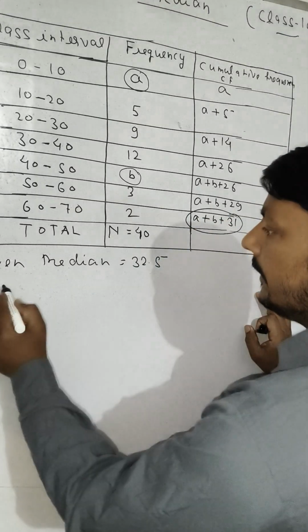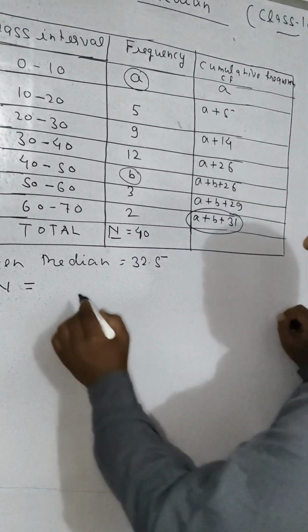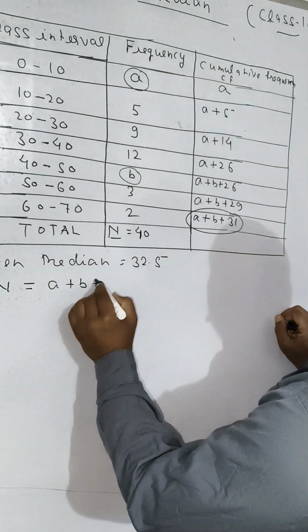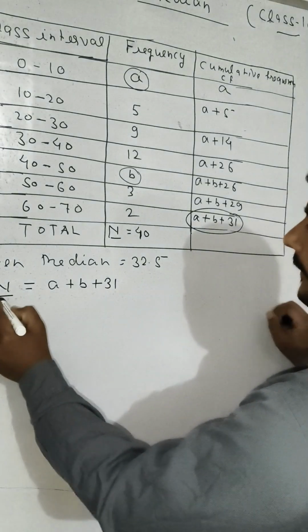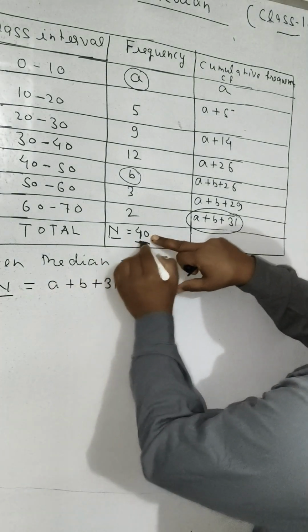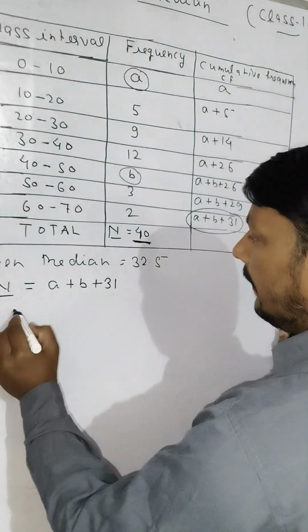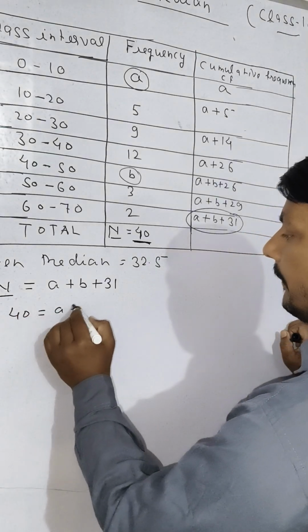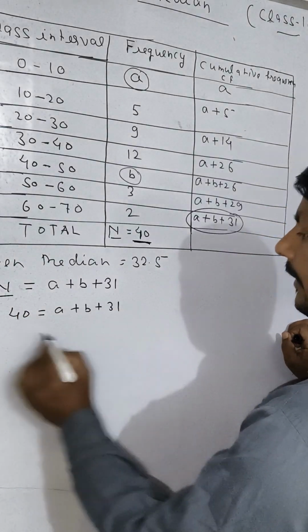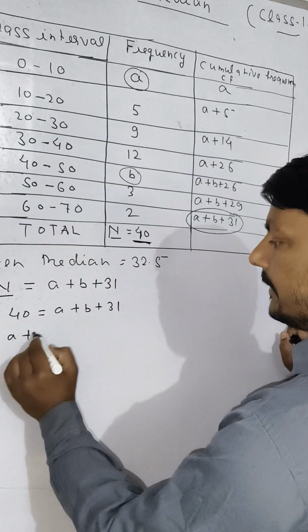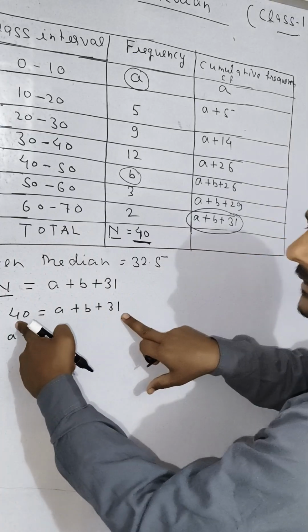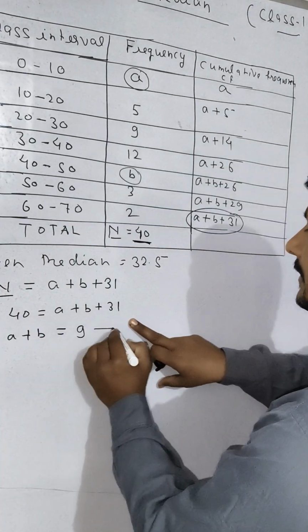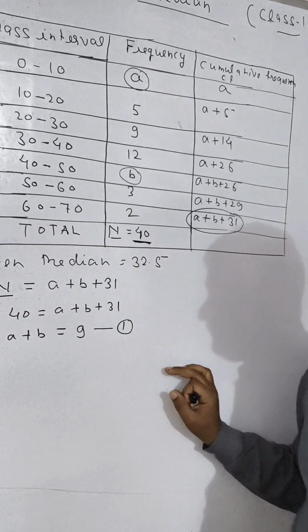So here we can write n, which is given in the question as 40. The total number of frequencies is 40. So we write 40 is equal to A plus B plus 31, or you can write A plus B is equal to 40 minus 31, which becomes 9. So this is the first equation.